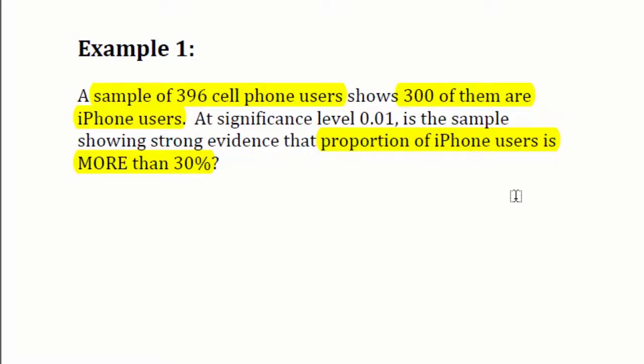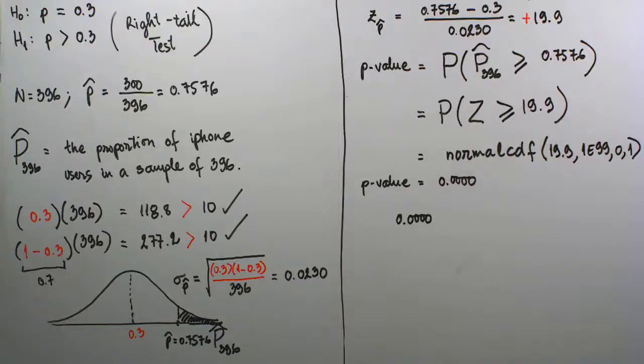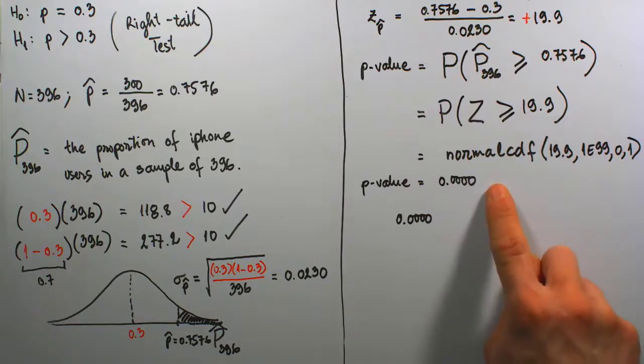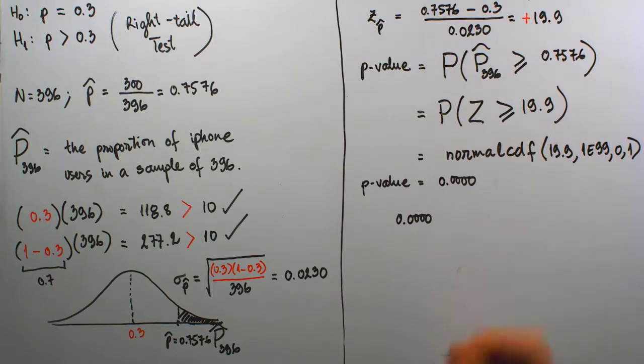So now back to the wording description of the problem. I'm going to clear out some of the highlights earlier. The significance level given in the problem is indicated right here in our problem. So at significance level 0.01, is the sample showing strong evidence that the proportion of iPhone users is more than 30%? So we have found a p-value, but how do we know if this p-value can indicate for us whether our sample is showing strong evidence?